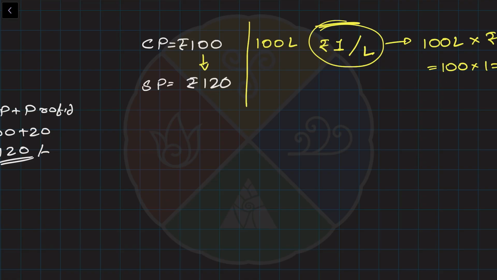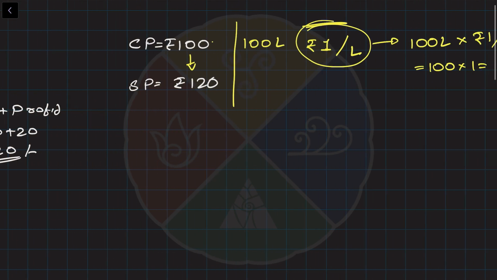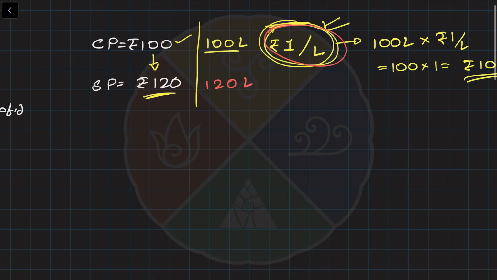And the question asks us specifically to maintain that the mixture is sold at cost price. If you consider this as cost price or this as cost price, it means the same thing. Here we are buying 100 liters, here 1 liter. That's the only difference. But if you maintain the same condition, 1 rupee per liter, the selling price of 120 rupees will mean 120 liters. 100 rupees for 100 liters, 120 rupees for 120 liters. It's directly proportional.